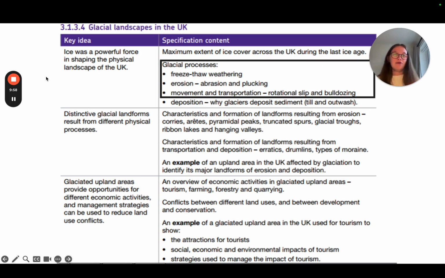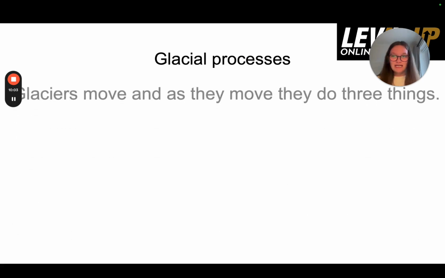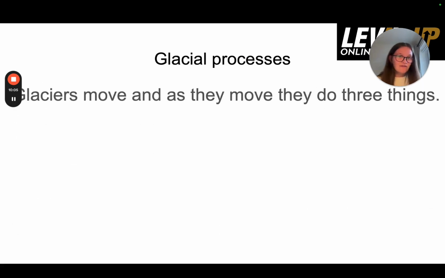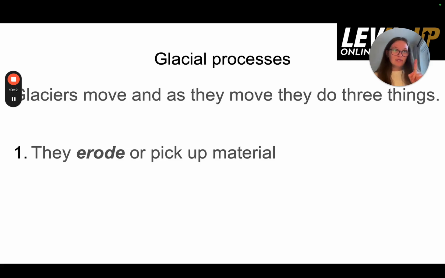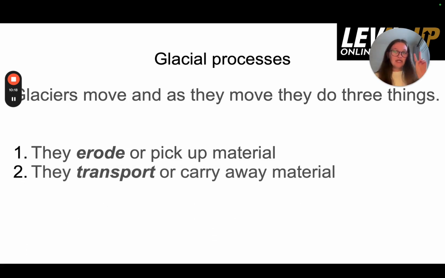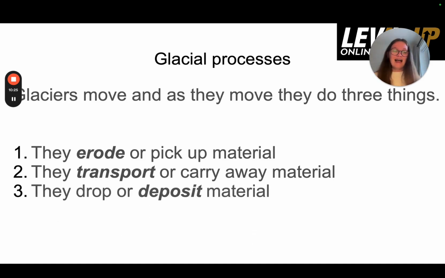And then we're going to think about movement and transportation. So our glacial processes. Glaciers move, and as they move, they do three things. Firstly, they erode or pick up material. Again, you might be thinking links to rivers. It definitely does. Number 2, they transport or carry away material, just like rivers. And thirdly, they drop or deposit material, just like a river.